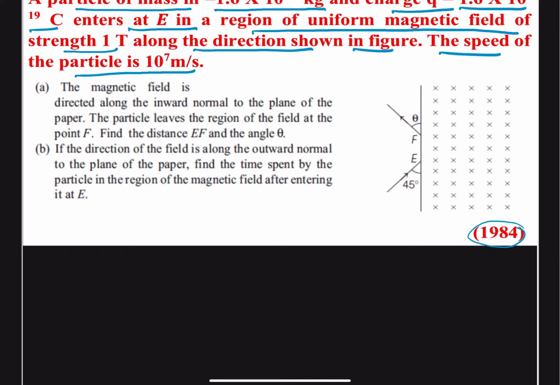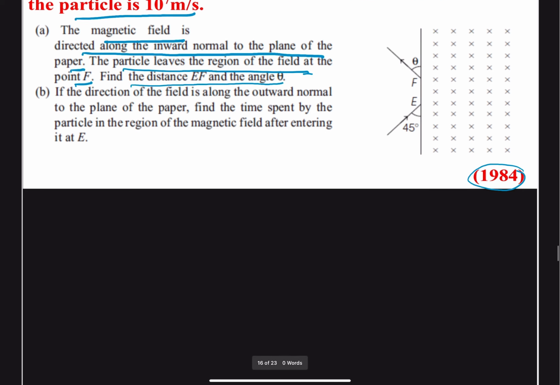In the first case, it says that the magnetic field is directed along the inward normal to the plane of the paper. The particle leaves the region of the field at a point F. Find the distance EF and the angle theta. And the second, it says that the direction of field is along the outward normal to the plane of the paper. Find the time spent by the particle in the region of magnetic field after entering at E.